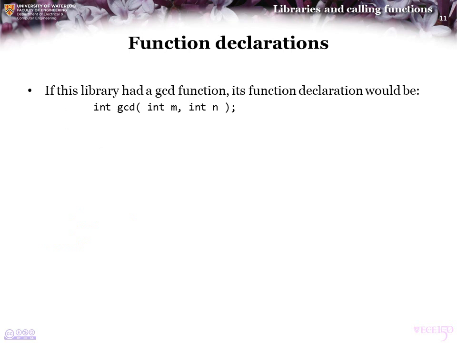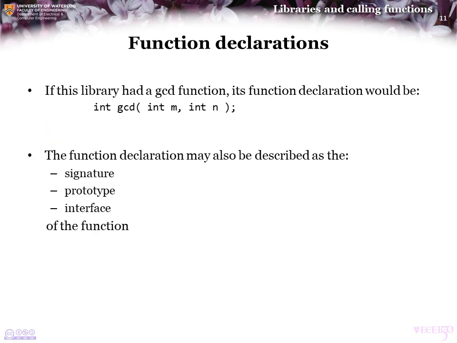Now, if we had a GCD function, which the cmath library does not, then its function declaration would simply be int gcd, int m, int n. What this says is that if someone was to author a GCD, or greatest common divisor function, it would take two integers as arguments, and it would evaluate to or return an integer, specifically or hopefully that integer being the GCD of the two arguments that are passed to the GCD function.